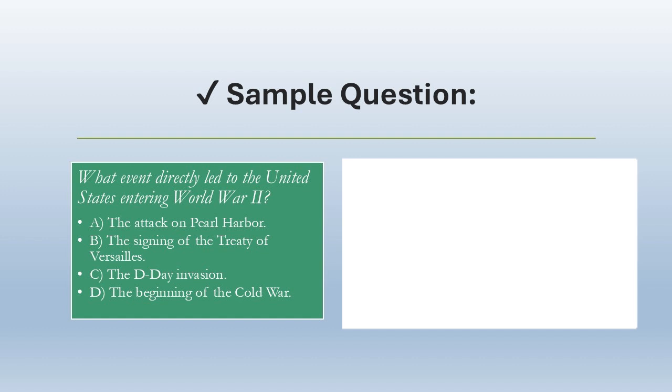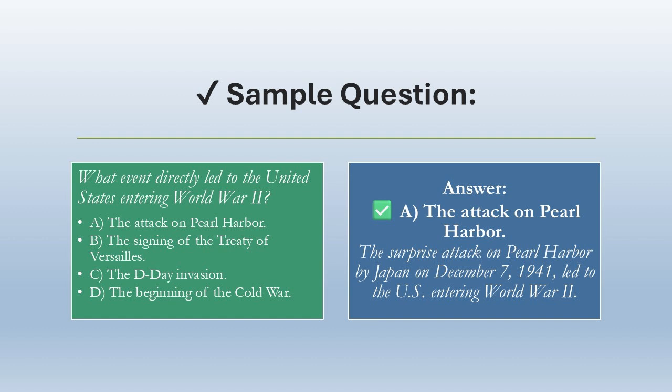Now, let's look at a sample question to see how you might apply this knowledge in the GED exam. What event directly led to the United States entering World War II? A. The attack on Pearl Harbor. B. The signing of the Treaty of Versailles. C. The D-Day invasion. D. The beginning of the Cold War. The correct answer is A. The attack on Pearl Harbor.